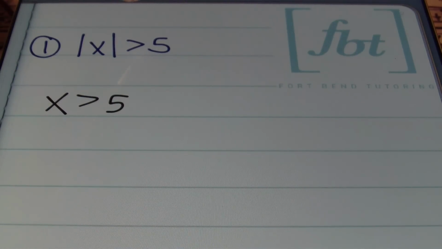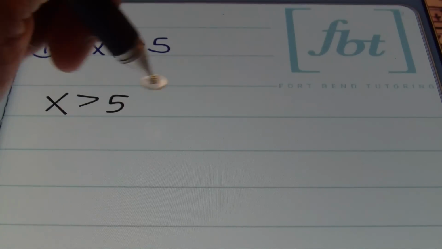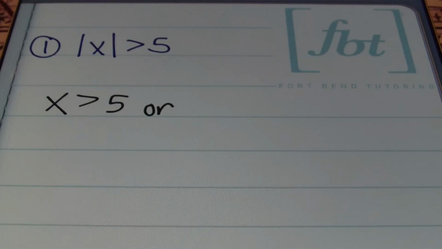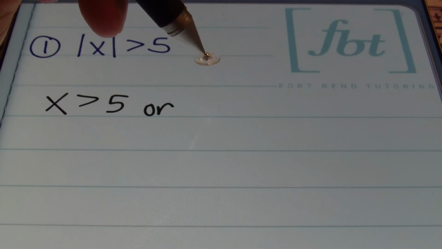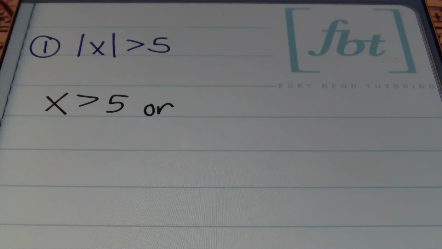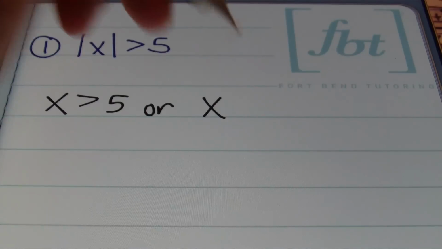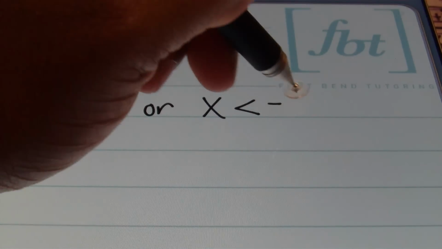Because I have a greater than symbol, this is going to be an or situation. So I'll go ahead and write down the word or. And then I'll set up my next inequality. Remember, the first one is for the distance to the right of 0. This next inequality will determine the distance to the left of 0. So therefore, I'll have my variable x, and I need it to be less than negative 5.